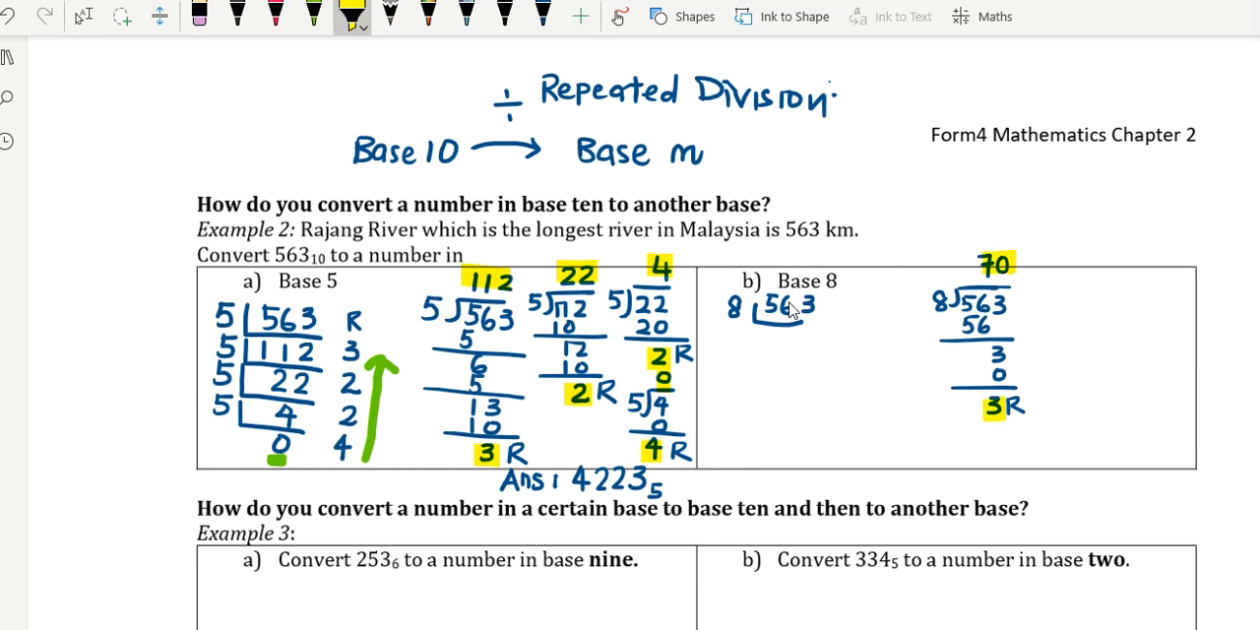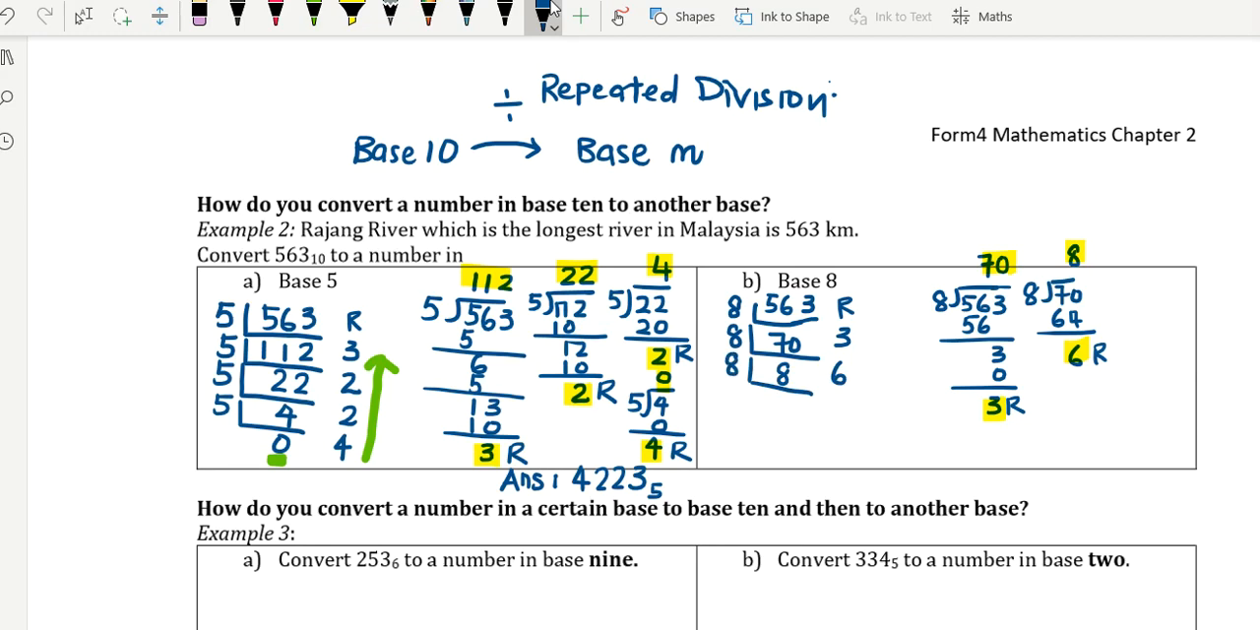So these two values I highlight. I copy it down: 70, and the remainder is 3. Continue with my division because I have to get the value 0. 70 divided by 8: 8 times 8, 64. Remainder 6. So you copy down 8 and the remainder is 6 here. Continue to divide until you get a 0.